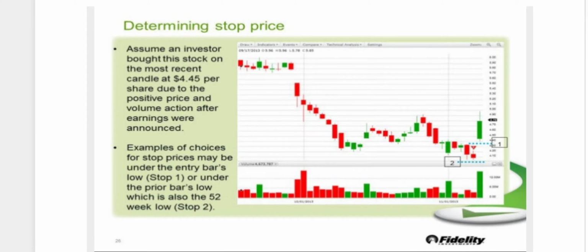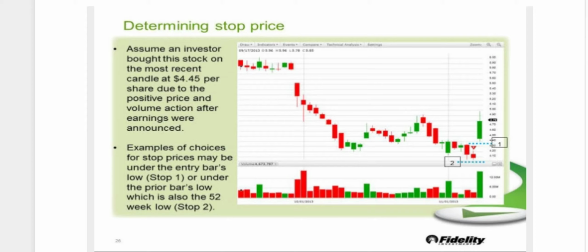So one of the ways that you can determine your stop price, in addition to all the ways that we've spoken of already, let's take a look at this chart here. In this chart, we assume the investor buys this stock on the most recent candle at $4.45 a share due to positive price and volume action. So if we look at the candle, we see earnings came out, stock jumped up, ton of volume. Well, there's a big gap there. We talked about gaps in the last webinar. This is a perfect example of that. So it gapped up, you decided to get in, you bought it at $4.45.